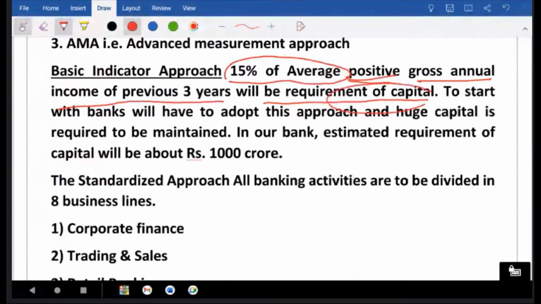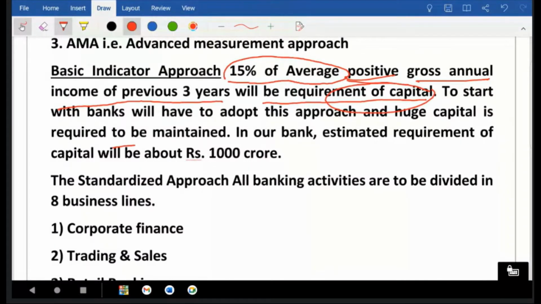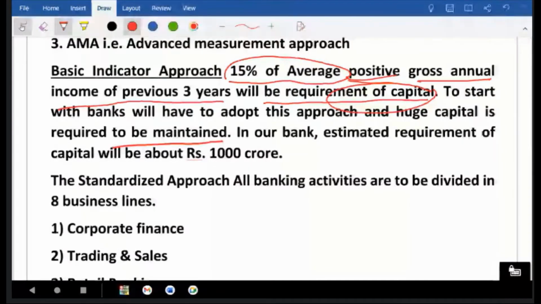To start with, the bank will have to adopt this approach, and huge capital is required to be maintained because it is 15% of the total profit. In our bank, the estimated requirement of capital will be about 1000 crore. If you calculate the 15% of that, it must be 1000 crore rupees. Okay, so this is the basic indicator approach.